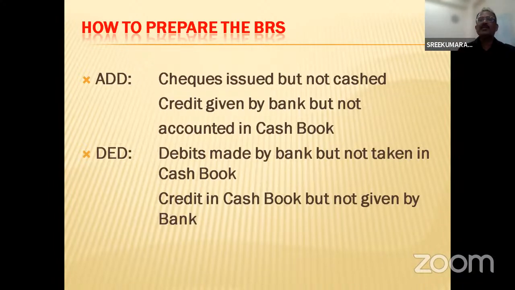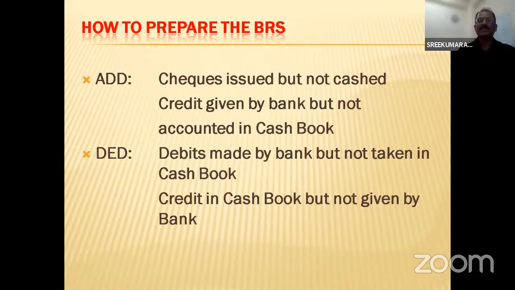Second situation is credit given by bank, but not accounted in the cash book. In our cash balance, the bank has given you some credits. It is there already in the bank, but in our cash book, it is not there. So whatever amount of credits given by the bank has to be added along with our closing balance. Then only it will be tallying with the closing balance of the bank.